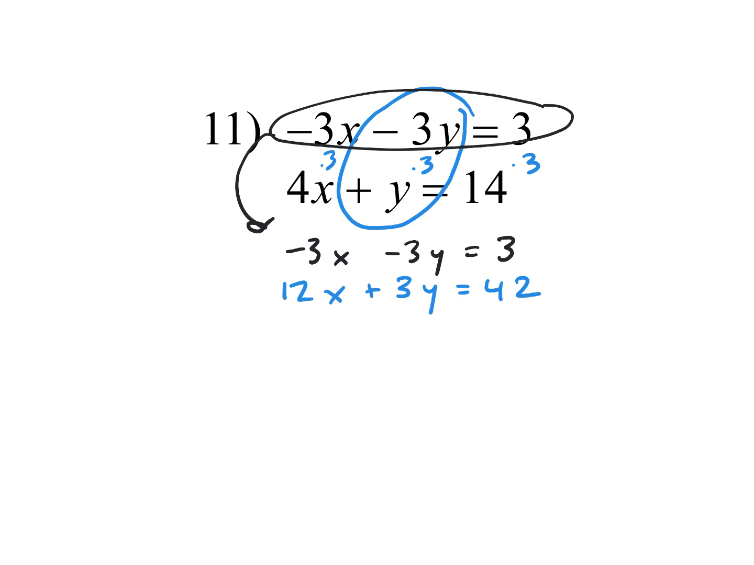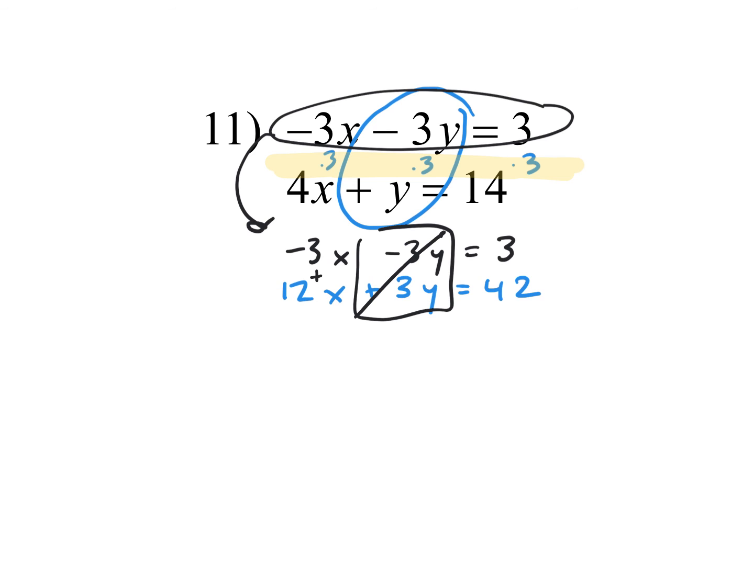Because I want my y's to cancel. So since I had a negative 3y, I want the other one to be a positive 3y. And since it was just a plus y, I had to multiply everything in that equation by 3. So everything gets multiplied times 3. So now do my y's cancel? Yep, I have a negative 3y plus 3y, so they cancel.